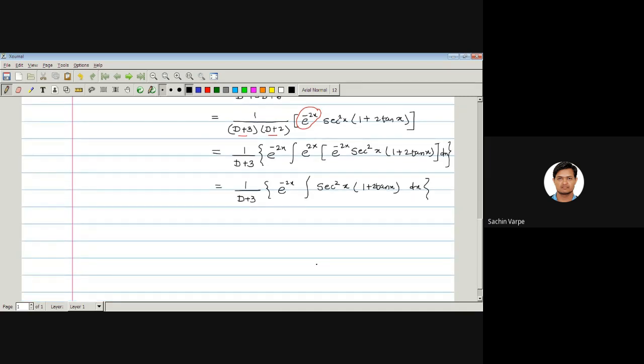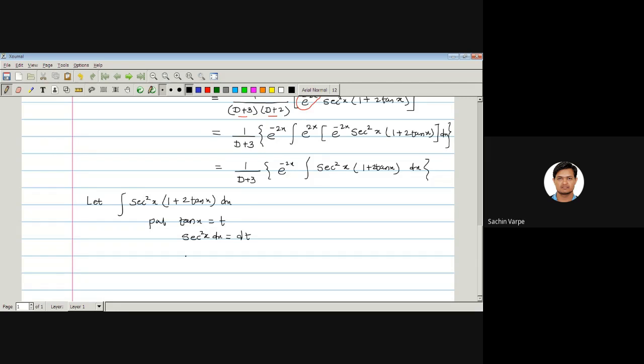So we can consider the integration separately. Let the integration of sec square x into 1 plus 2 tan x dx. Put tan x equals t, so that sec square x dx becomes dt. So the substitution becomes the integration of 1 plus 2t, and sec square x dx becomes dt.